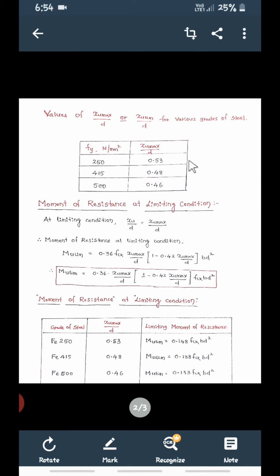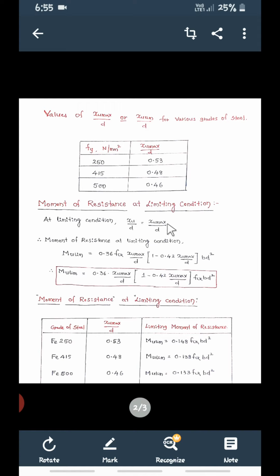Similarly, what will be the moment of resistance at limiting condition? In yesterday's class also we found Mu, that is the ultimate moment of resistance. In the same way we can find the ultimate moment of resistance at limiting condition. At limiting condition, Xu becomes Xu max. Similarly, at limiting condition, Xu by d becomes Xu max upon d. Just now you have seen Xu by d.